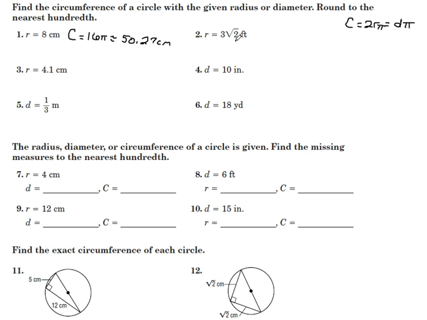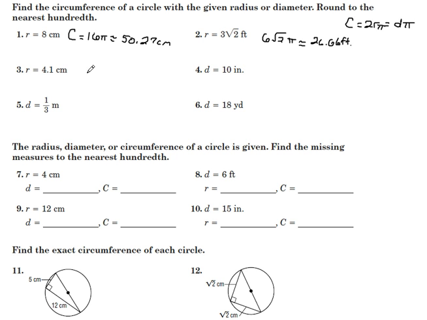Okay, for number 2, the radius is 3 square root of 2. So we take that times 2 and get 6 square root of 2 times pi. In the calculator, it yields 26.66 feet.